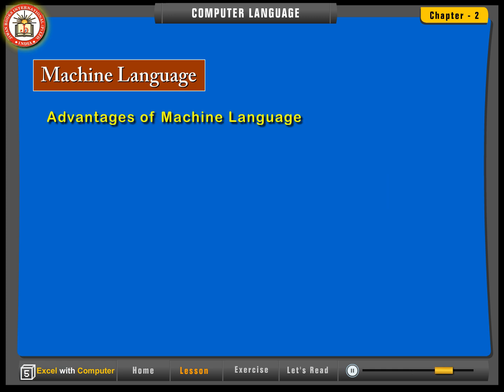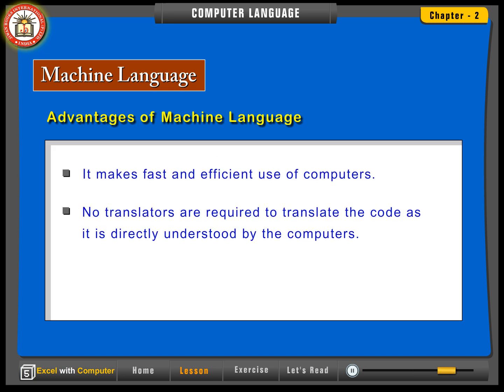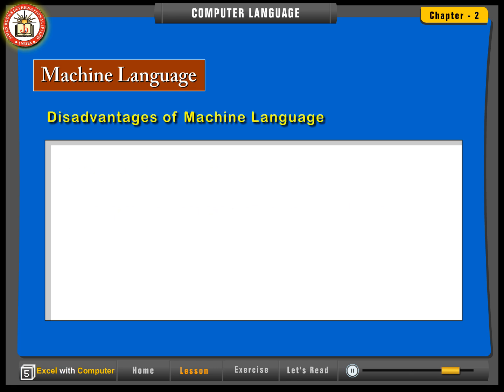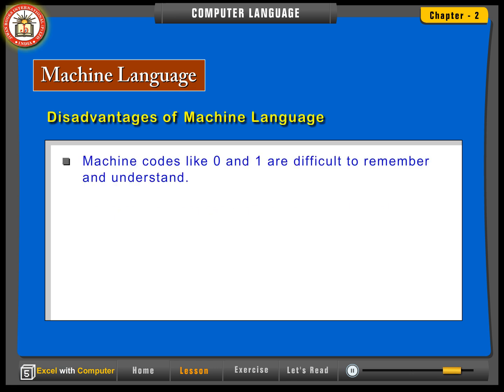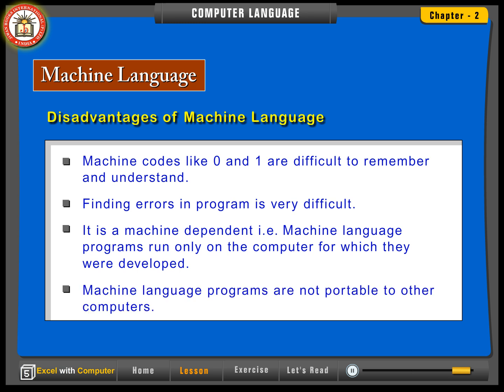Advantages of machine language. It makes fast and efficient use of computers. No translators are required to translate the code, as it is directly understood by the computers. Disadvantages of machine language. Machine codes like 0 and 1 are difficult to remember and understand. Finding errors in program is very difficult. It is machine-dependent, that is, machine language programs run only on the computer for which they were developed. Machine language programs are not portable to other computers.